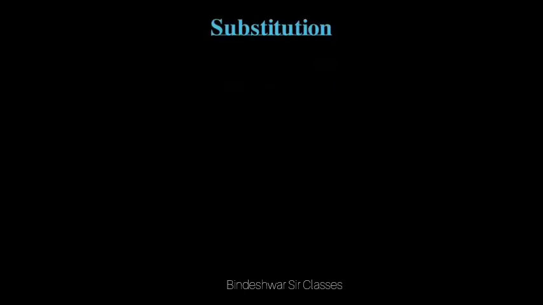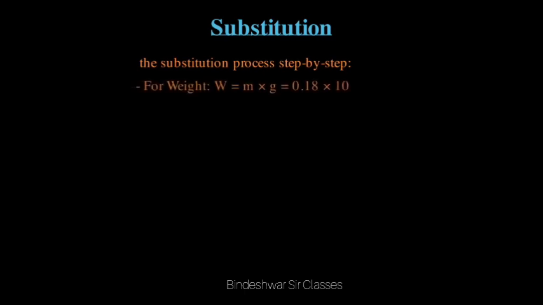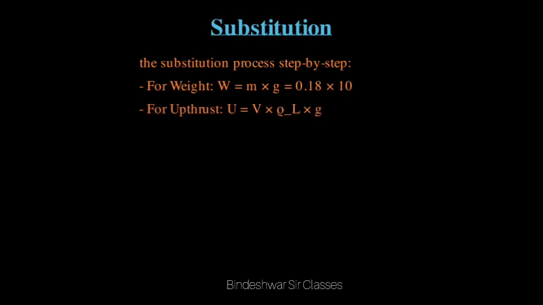Let's start substituting our values into the formulas for weight and upthrust. First, the weight W is simply mass times gravity. So, W equals 0.18 kilograms times 10 meters per second squared.